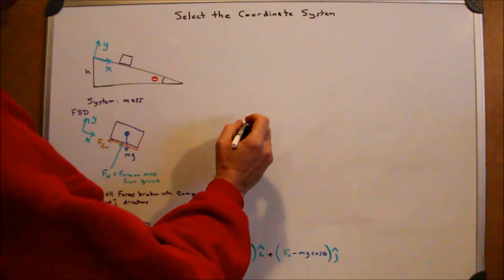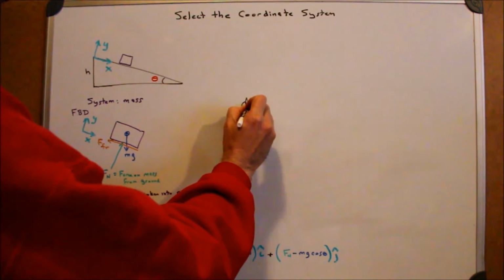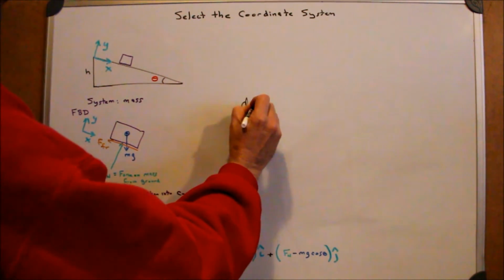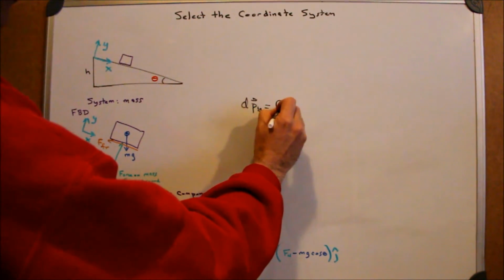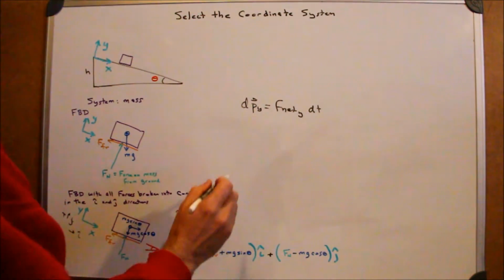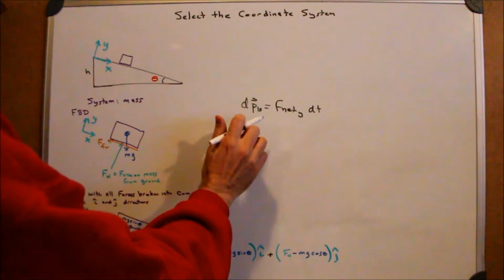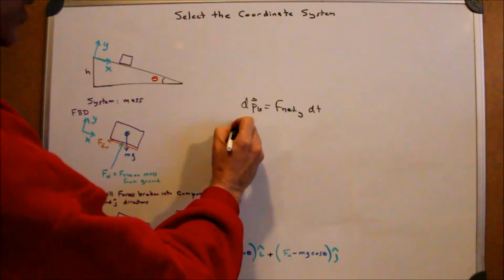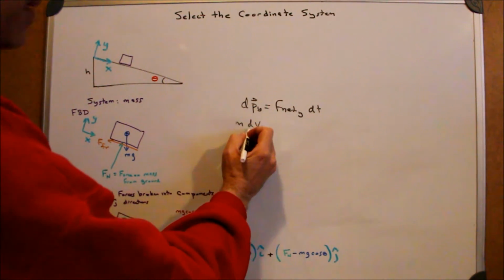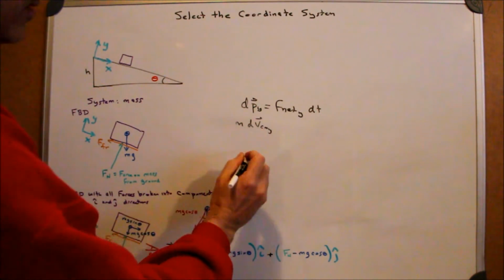So one thing you think about is momentum. Momentum is a vector quantity, so I think about the change in the momentum in the y direction first. It equals the net force in the y direction times dt. The change in the momentum in the y direction, assuming constant mass, is the mass times the change in the velocity of the center of mass in the y direction.